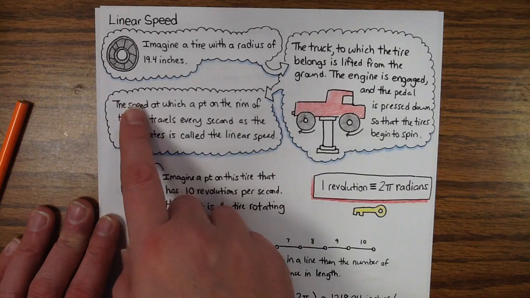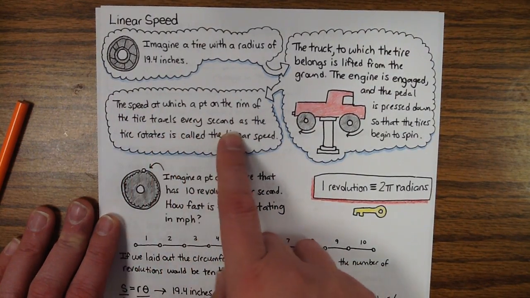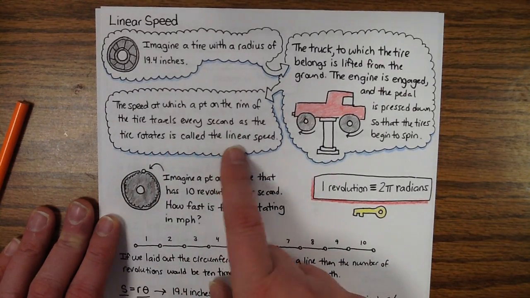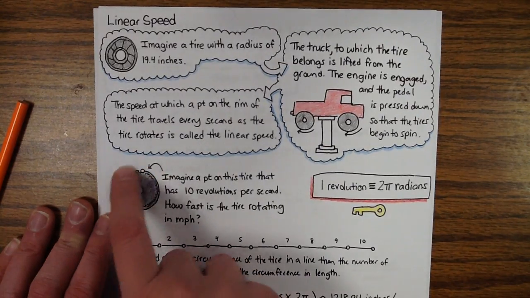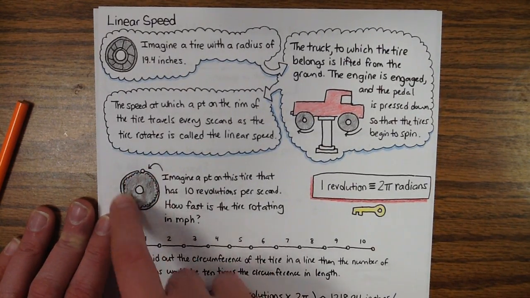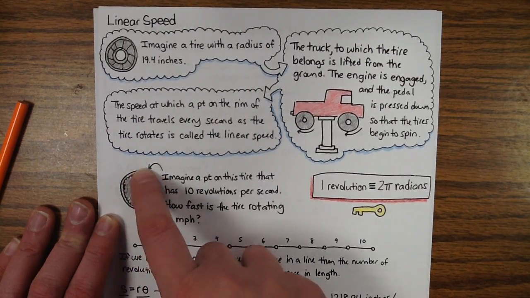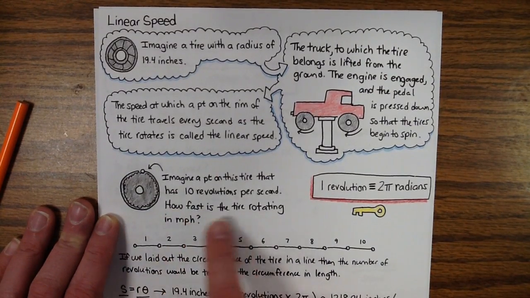Now, the speed at which a point on the rim of the tire travels every second as the tire rotates, that's called the linear speed. So imagine a point here on this tire that has 10 revolutions per second. So it goes around full circle 10 times for every second. The question is, how fast is the tire rotating in miles per hour?